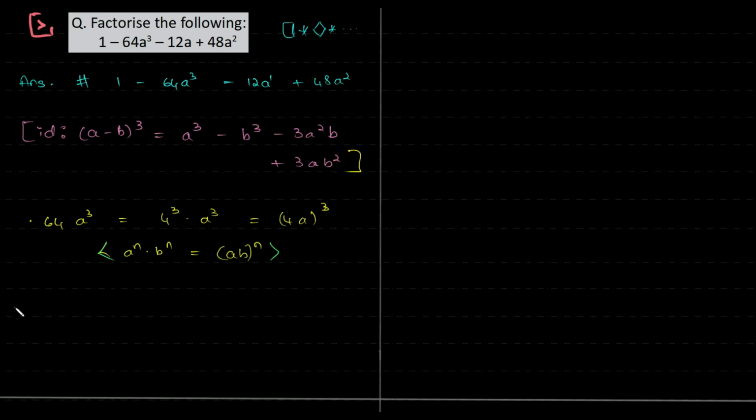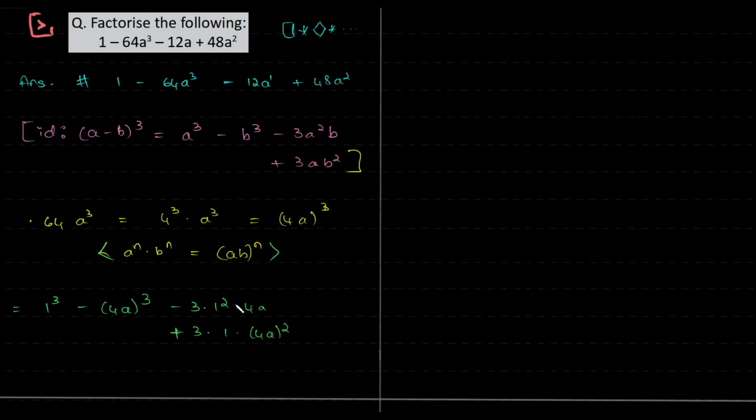So let's go back to expressing this particular expression in this form. So we have a cube as 1 cube minus, that's good. B cube can be written as 4a the whole cube. So we have to understand that a is this and b is this. Once you have that in your hand, everything is simple. Just write minus 3 into, what is a square? 1 square. What is b? 4a, that's all. Plus 3 into a is what? 1. B square is what? 4a the whole square. That's it.